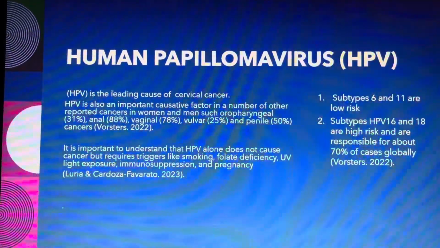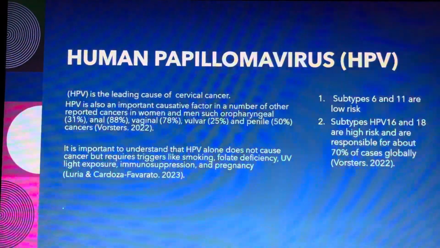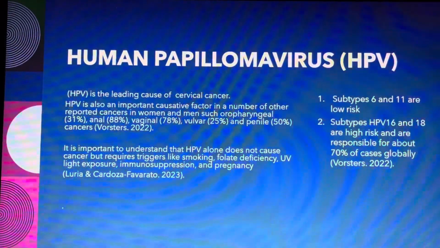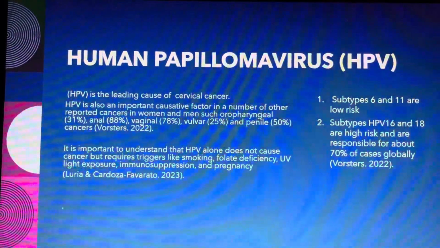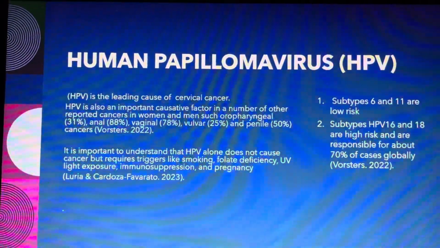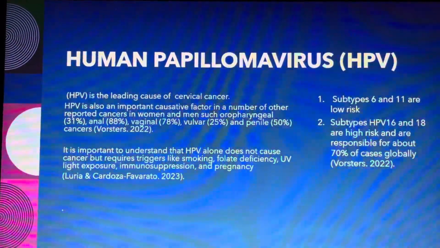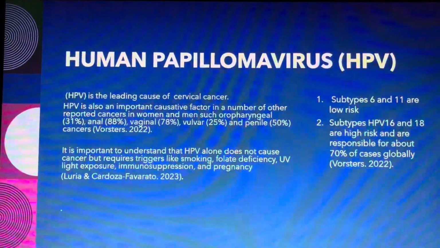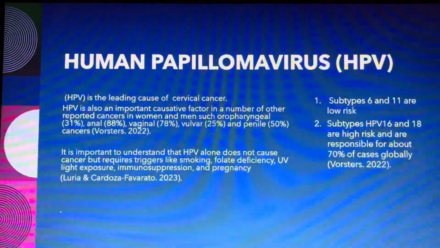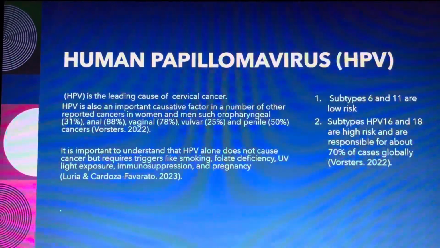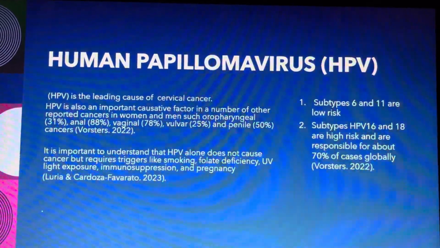It is important to understand that HPV alone does not cause cancer, but requires triggers like smoking, folate deficiency, UV light exposure, immunosuppressants, and pregnancy. HPV subtypes 6 and 11 are low risk. But if a patient is diagnosed with HPV subtype 16 and 18, these are noted as high risk and are responsible for about 70% of cases globally.